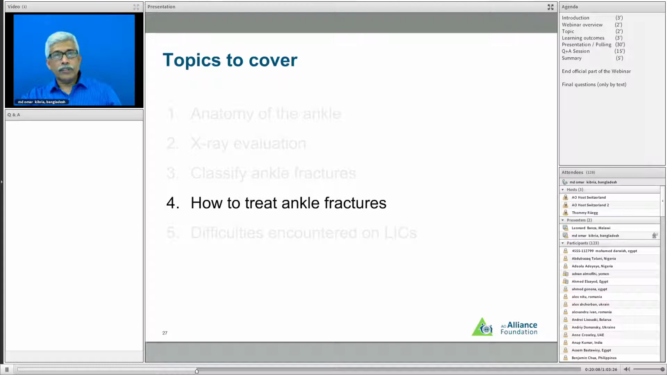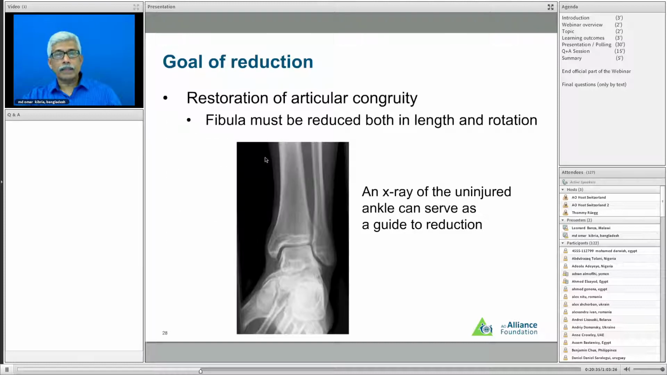So after you have correctly answered Maisonneuve fracture, now we need to plan how to treat ankle fractures. We have diagnosed the ankle fractures as either stable or unstable. We have classified them into A, B, and C. We have further classified them into type 1, 2, and 3. Now we have to plan and decide which fracture needs which treatment, and whether any other factors are responsible. We are coming to that.